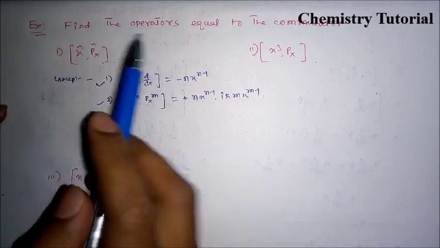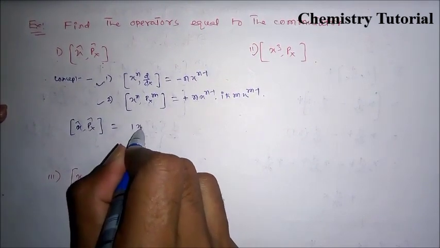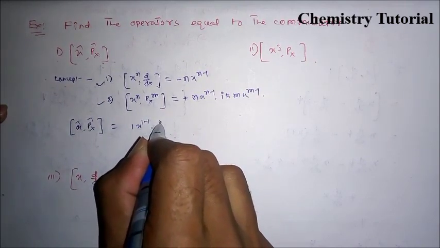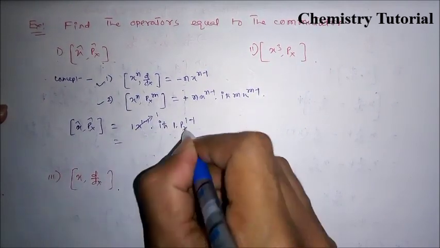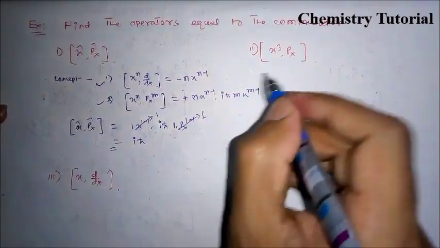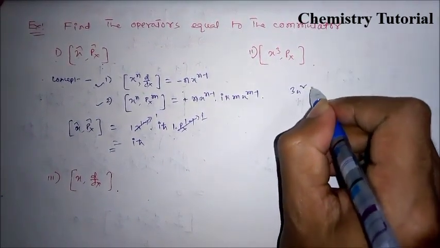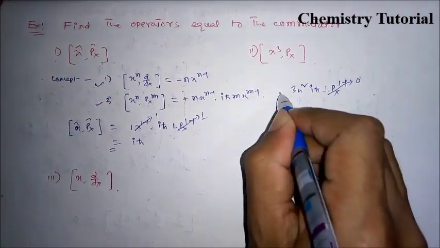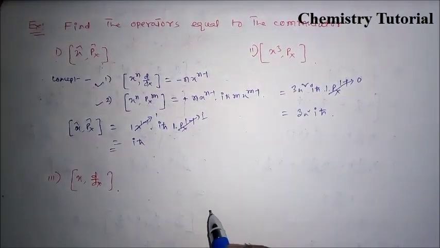So what is given in the problem? x, px. This commutator is equal to 1 x to the power 1 minus 1 I h cross 1 into p x to the power 1 minus 1. This will be 1 and this will be 1. So we will have only I into h cross. This is the value. Again, for this also we will have 3 x square I h cross 1 into p. This will be 1, so the value will be 3 x square I into h cross. This is the value of this commutator.